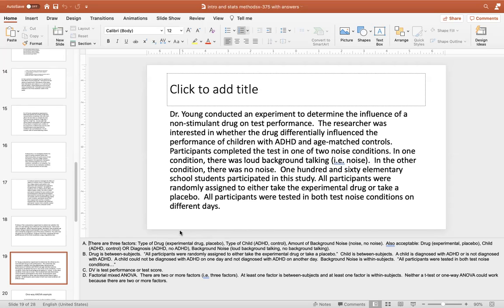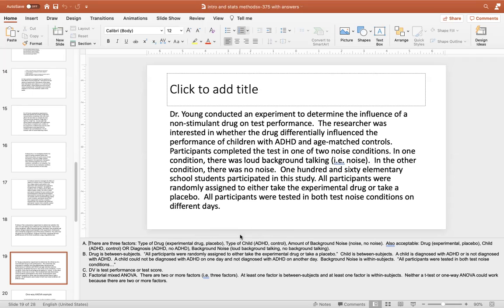You could also say like non-stimulant drug and placebo. That would be acceptable too. That's factor 1, type of drug, experimental, placebo. The second factor would be something like type of child. And then there's the children with ADHD, and then there's the control children.